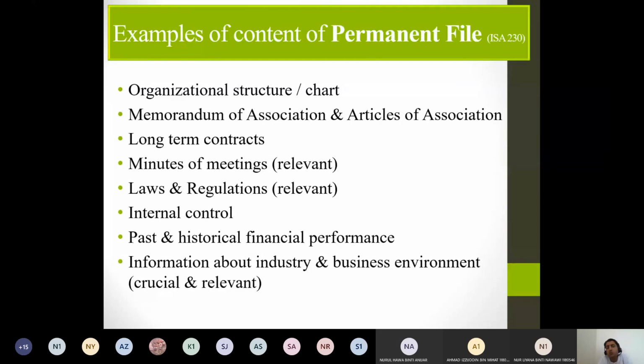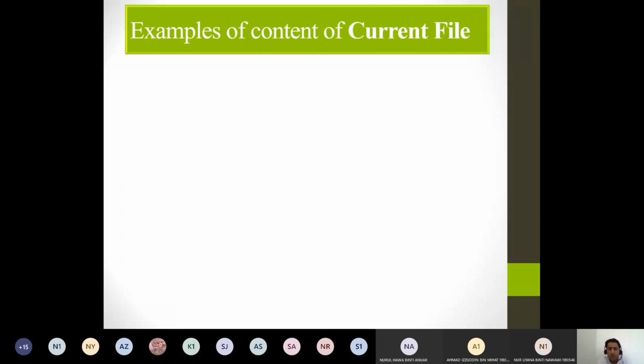Then we have the internal control procedures of the client. Past and historical financial performance, meaning the previous financial statements, let's say for the last 5 years, should be in the permanent file. And then information about the industry and the business environment, crucial and relevant. That information should be in the permanent file, and we say that we do not visit and use the permanent file in a regular manner.